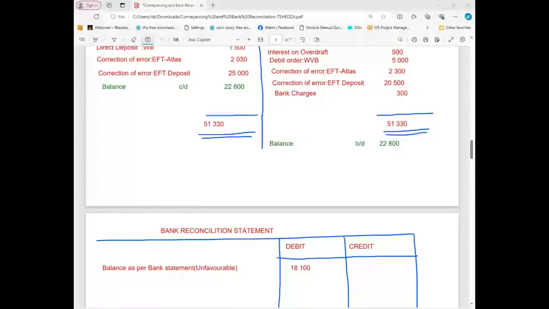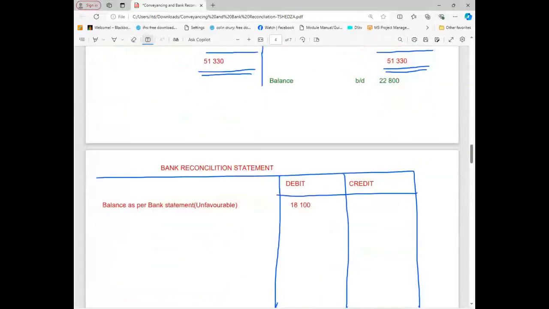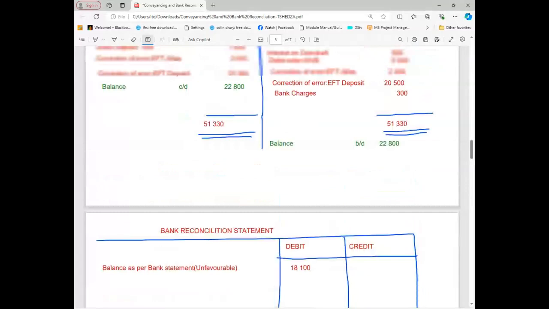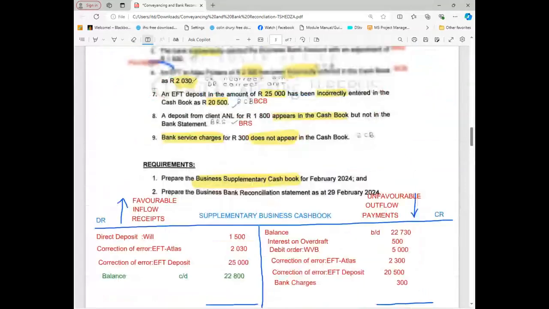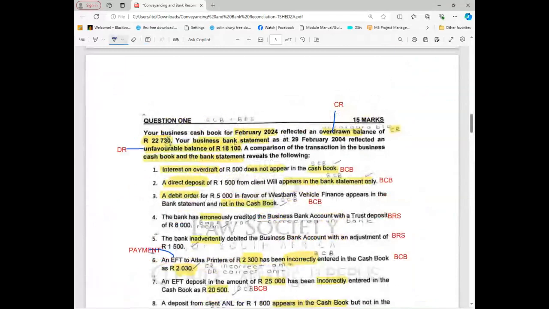Now, with our bank recon already, we put the balance as per bank statement. Remember, they gave it to us. So it is this one. Remember this one of 18,100. We said it's unfavorable on the bank statement. Unfavorable means debit. And please make sure that that balance is always at the end of the month.